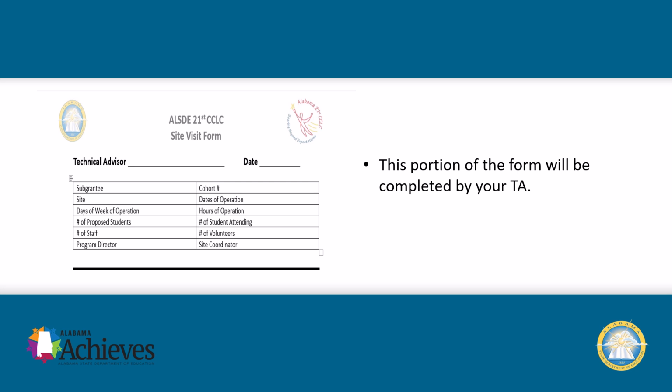This is the top portion of your site visit form. This portion of the form will be completed by your TA with your assistance. As the TA completes the site visit, information will be collected related to each indicator on the form. When providing the proposed number of students, please remember that this is the number of students that you have listed in your RFA. All other numbers would be for the students, staff members, and volunteers in attendance the day of the visit. Remember, staff members and volunteers should have fingerprinting and background checks on file and available.